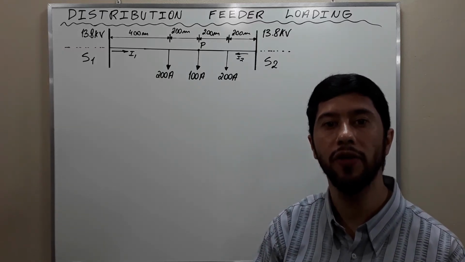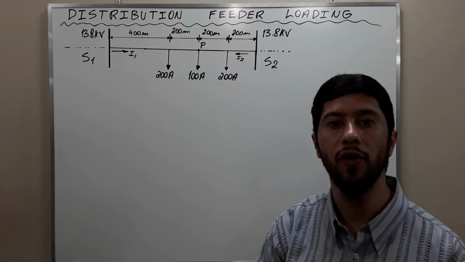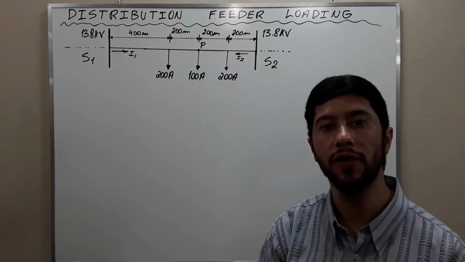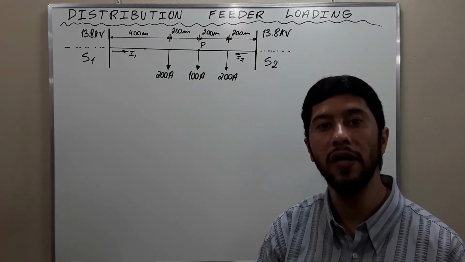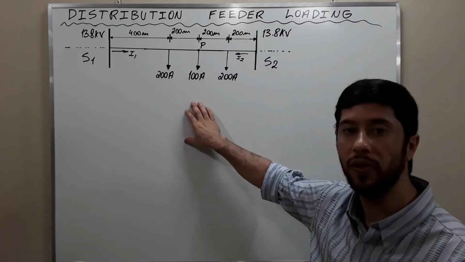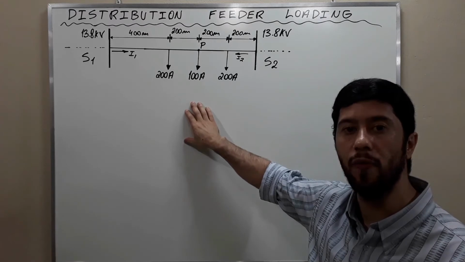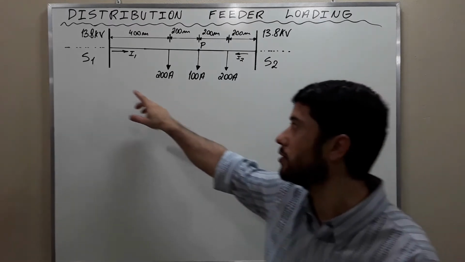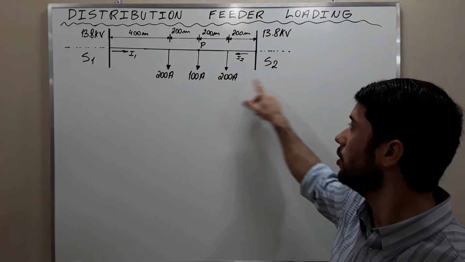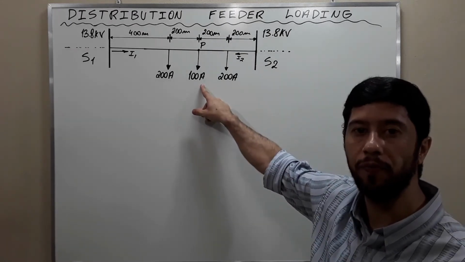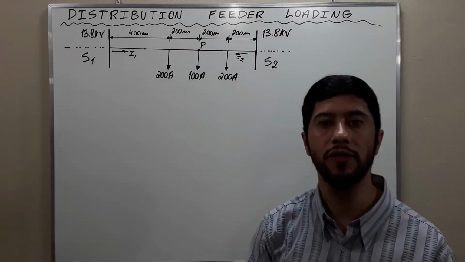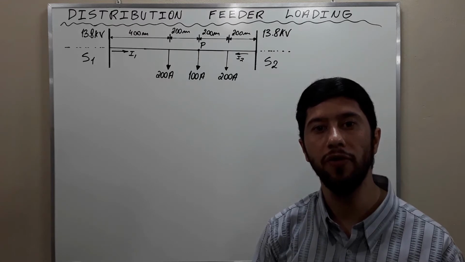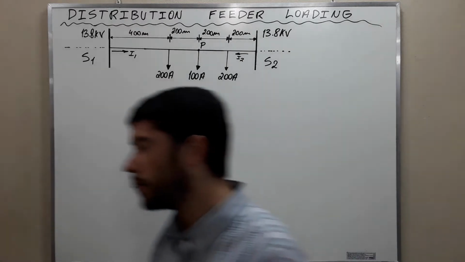I'm an electrical engineer, and in this video I would like to invite you to an example of distribution feeder loading. And to do so, I chose this exercise. The idea here is to measure the contributions of both sources S1 and S2 to the load connected at point P. I am going to read the exercise and show you step by step the solution. Let's go to it.